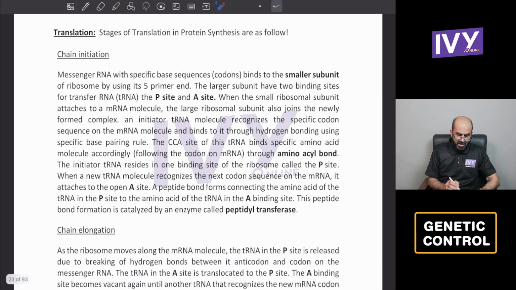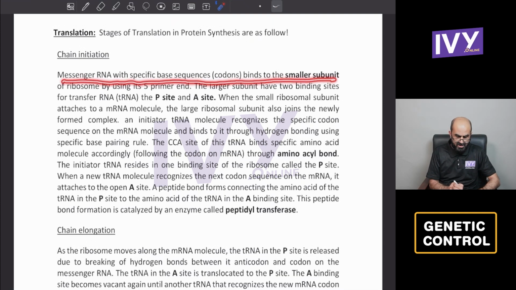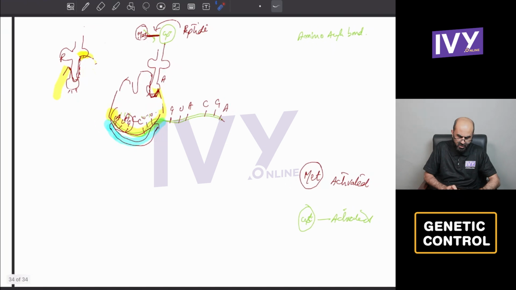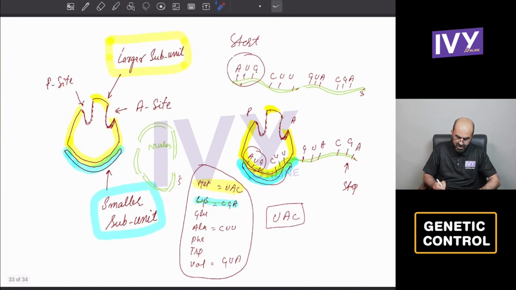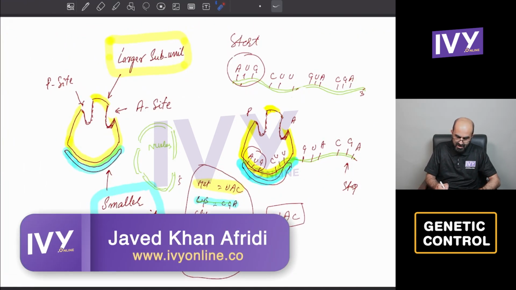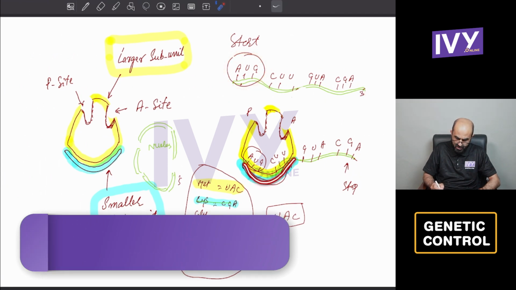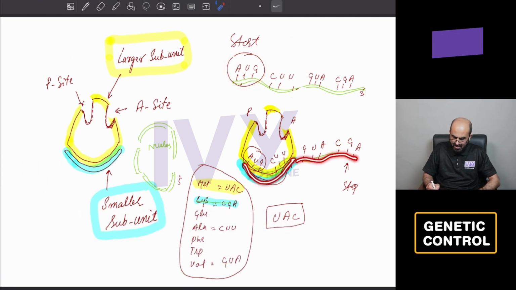Stages of translation: chain initiation. Messenger RNA with a specific base sequence codon binds to the smaller subunit of ribosomes by using its 5' end. As I told you, it is attached on the fifth side, and this is the third side. So you can see it is attached on the fifth side, while the remaining side is just outside this ribosome.